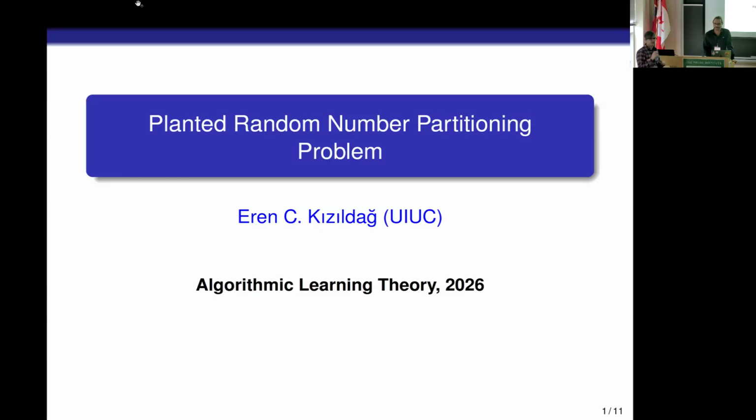In the interest of time, let's go ahead and introduce the next speaker and move on. So now Eren is going to tell us about the planted random number partitioning problem.